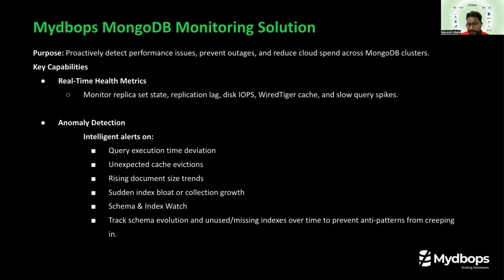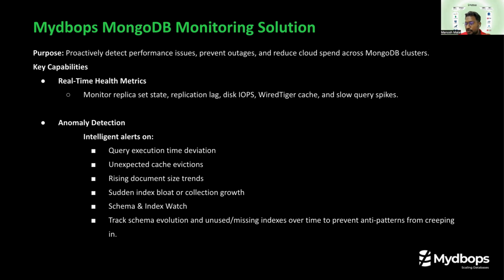And I would also like to take an opportunity to explain about Mydbops' MongoDB monitoring solution. Mydbops' MongoDB monitoring solution is a robust solution. It has an intelligent alert system: query execution time deviation, unexpected eviction, cache eviction, rising document trends, and index. Like if you have more unused indexes, duplicate indexes, automatically the system throws an alarm. Okay, after 60 days this index is not used, can we do some housekeeping? These things are already automated.